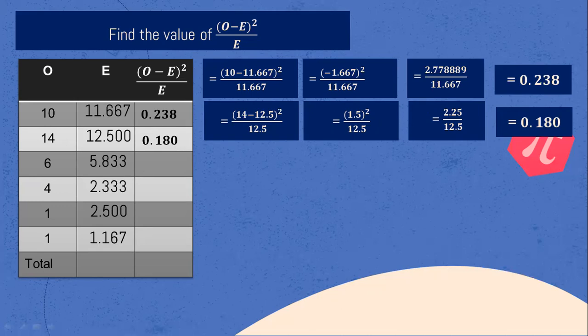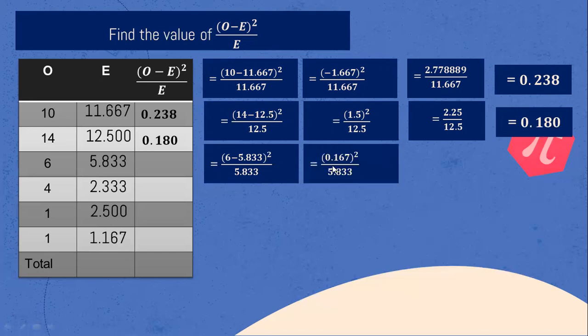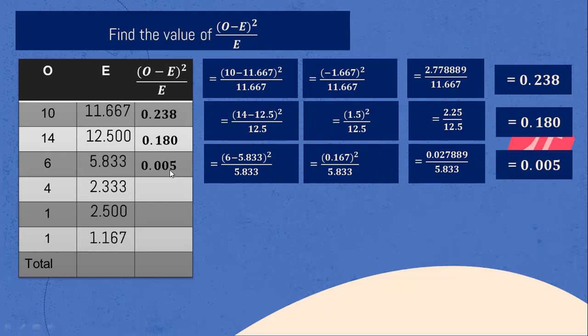0.180. Let's now move on to the next one. The quantity of 6 minus 5.833 squared, or raised to 2, over 5.833. What is 6 minus 5.833? The answer is 0.167. What is the square of 0.167? That is 0.027889. 0.027889 divided by 5.833. The answer is 0.005.